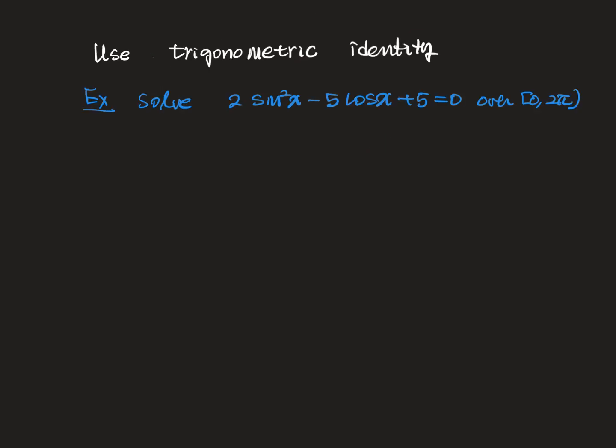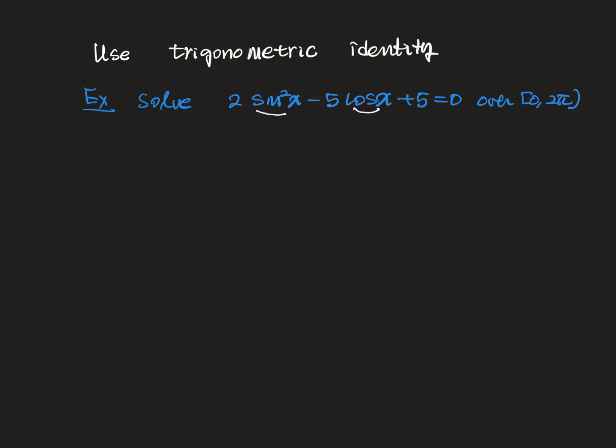This time we're going to use a fundamental trigonometric identity to solve the trigonometric equation. How do you know we're going to use a trigonometric identity? Look at this one here: sine squared x and cosine x, two different trig functions. We cannot solve it without an identity.